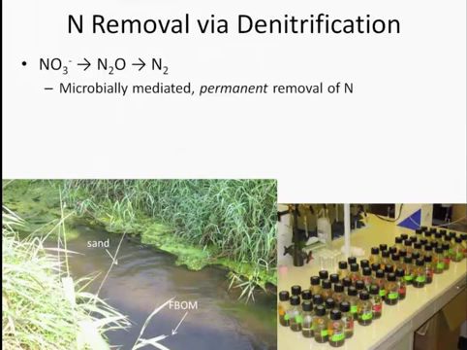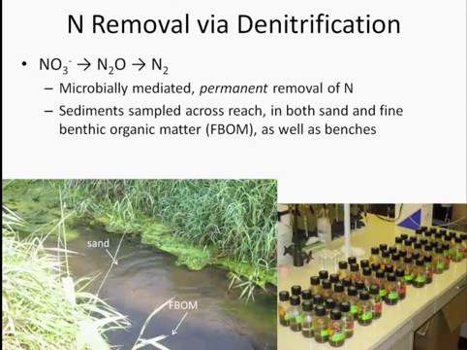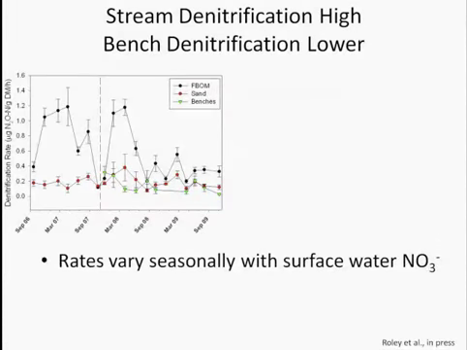So first, we measure denitrification by taking samples across the reach. We sampled the two different sediment types in the reach, which were sand and fine benthic organic matter, or muck. And we measured denitrification in the lab. We found some patterns that are very similar to what we see in other streams. First of all, the rates do vary seasonally with surface water nitrate.